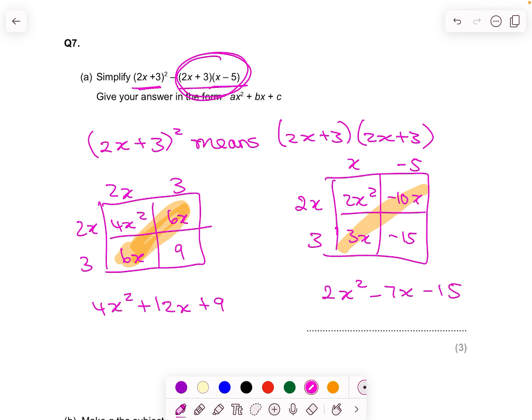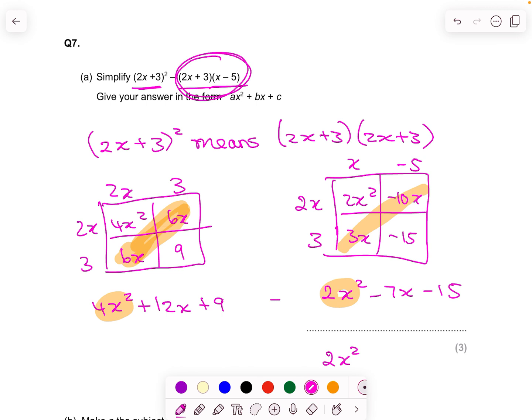Now I have to be careful. I need to subtract this, okay? So I've got to be careful. The first bit is nice and easy. I'm going to do 4x squared take away 2x squared. That just leaves me with 2x squared. So that's nice and easy.